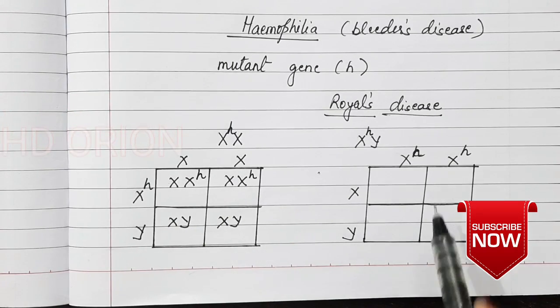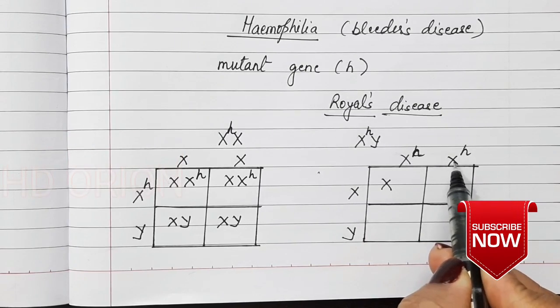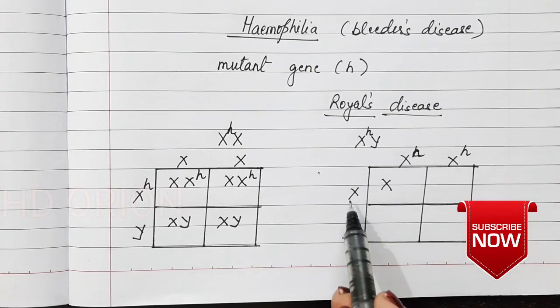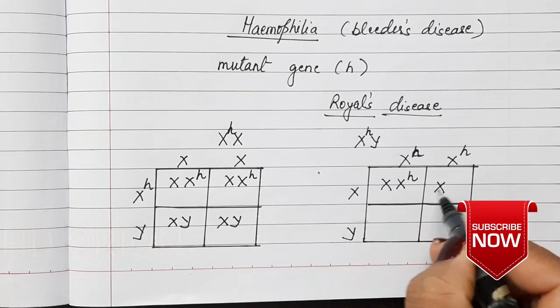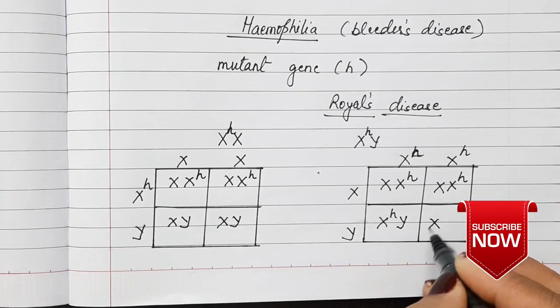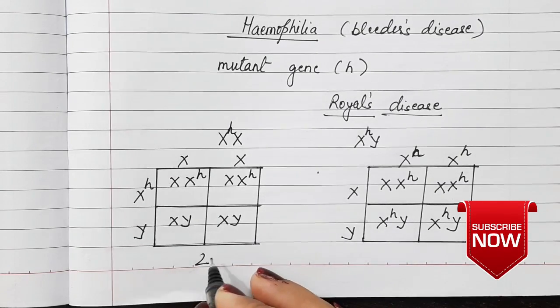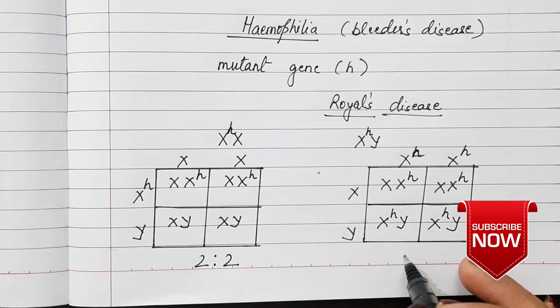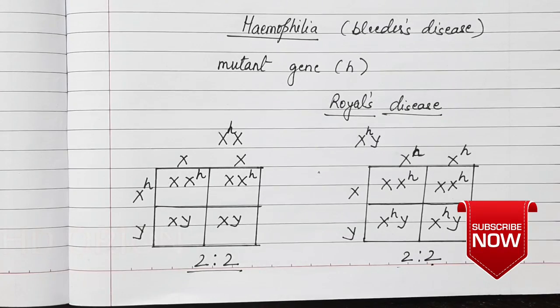Let us see another example. Here the mother is hemophilic because in both the eggs the hemophilic gene is present, but the father is normal. So we get a carrier daughter, another carrier daughter, a hemophilic male, and another hemophilic male. Let us find out the cross of both. Here it is 2:2 and here again it is 2:2. So what we see is that this Punnett square gives the progeny in the ratio 2:2 over here and also 2:2 over here.